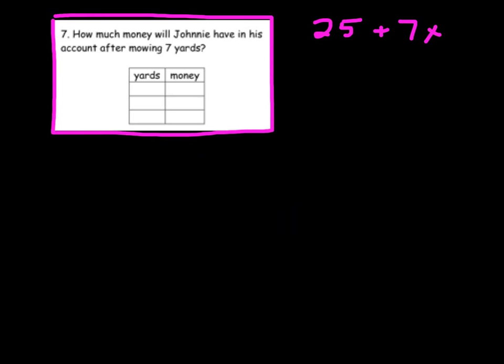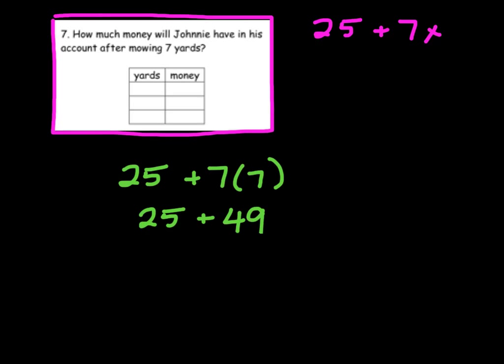So this first question we're going to answer is, how much money is Johnny going to have in his account after he mows 7 yards? Well, first of all, if I know he's mowing 7 yards, I can always plug that into the equation. I can say that he has $25, plus he gets $7 per yard that he mows. If he mows 7 yards, that's going to give me an additional $49, which is going to give me a total of $74 that he would have in his account.